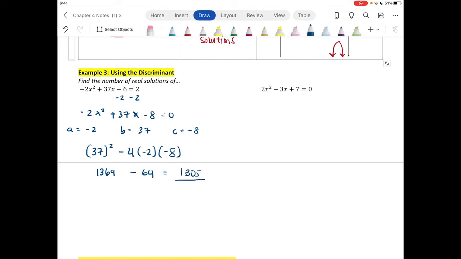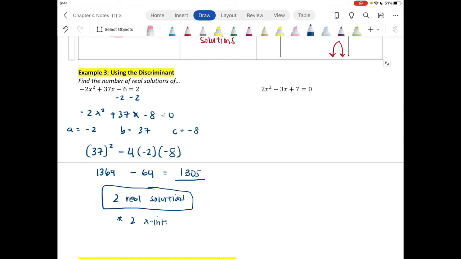So here is our discriminant. Since it is greater than 0, that tells us that we will have two real solutions. And then also remember that two real solutions means that we are going to have two x-intercepts.